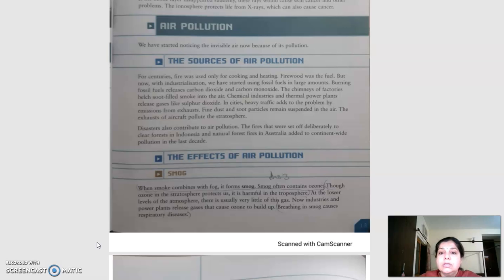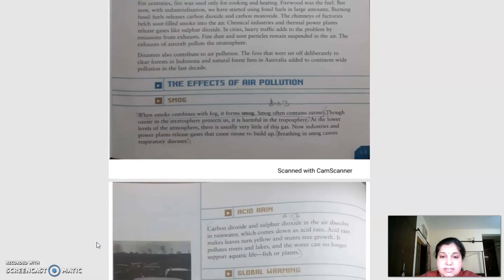One of the most destructive effects of air pollution is that it causes smog. The smoke gets mixed up with fog and it forms smog. And this smog often contains ozone. The ozone is required in the atmosphere, but when it comes down near us, that is in the troposphere, then it becomes harmful for us. And if we breathe in the smog, it may cause several respiratory diseases.